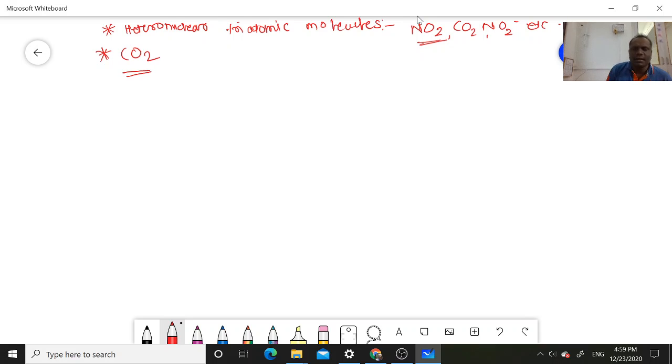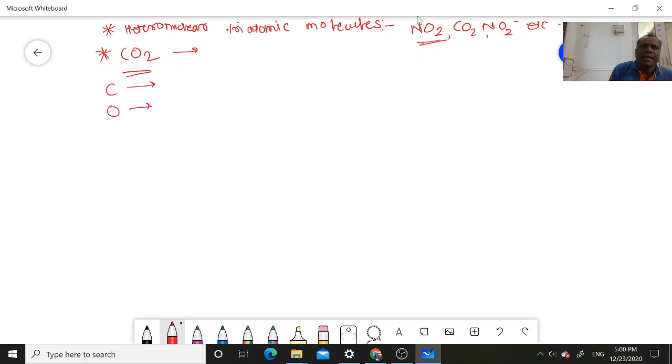We are now in molecular orbital theory. With the help of molecular orbital theory, the bonding in heteronuclear triatomic molecules, like simple molecules NO2, CO2, NO2 minus, etc., is explained very well. So let's write the electron configuration of this CO2 molecule. The atoms involved in this molecule are carbon and oxygen.